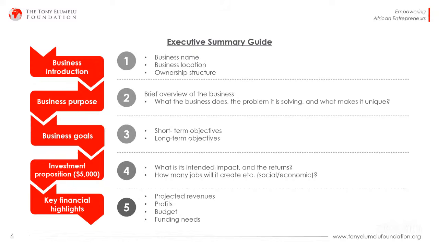Great. So your executive summary guide. Your business introduction talks about your business name, your business location, and your ownership structure. Whatever the name is, where are you located, maybe Lagos, Accra, Johannesburg, or Conakry, or wherever in Africa you're located. Then the ownership structure. Is it sole proprietorship? Is it partnership? You have to state that clearly.